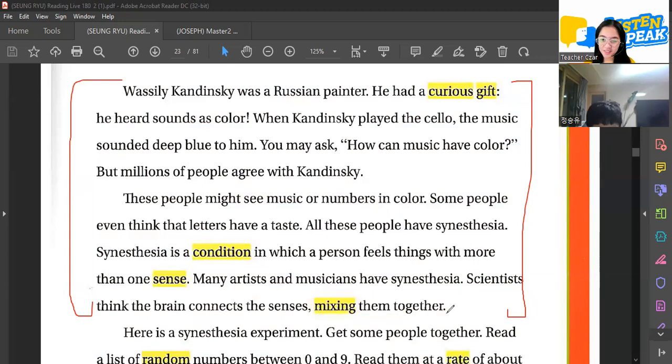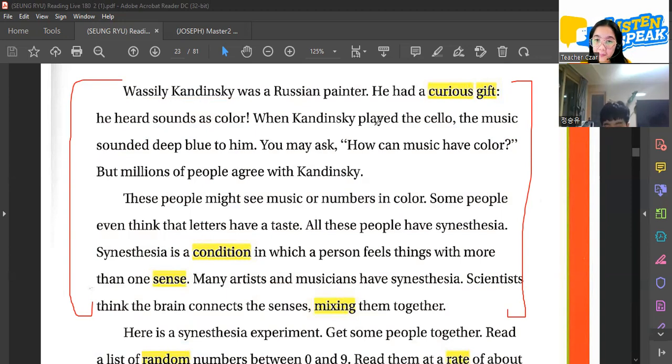So here, as you can see, we have Vasily Kandinsky, who is a Russian painter. He had a curious gift, because he heard sound as color. We as normal people see colors, but Vasily Kandinsky heard sounds as color. So it is something strange.